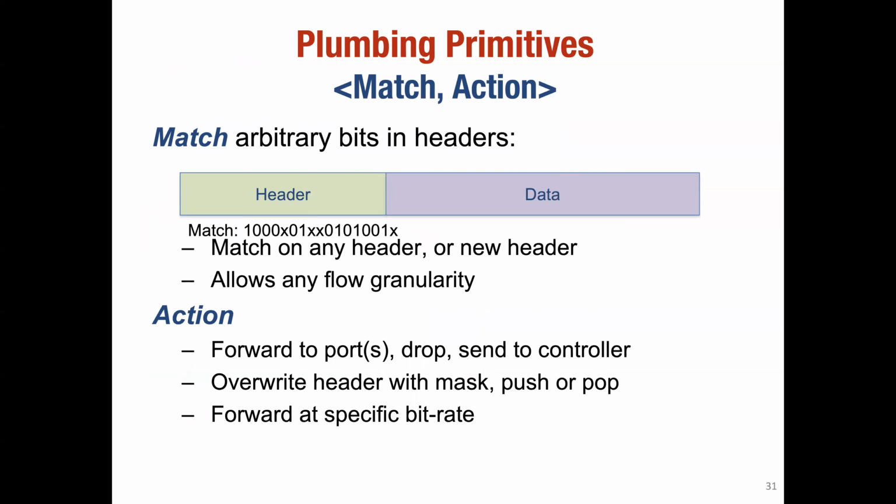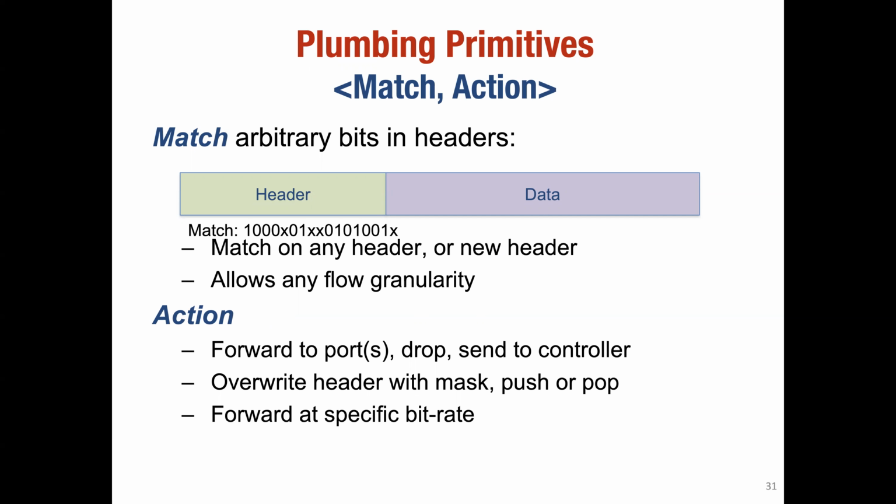One is the match part, which matches on portions of the headers, and then there is the action part, which is operating on the headers in terms of writing the header fields, masking it, pushing it, popping it, or forwarding it to a specific port or a controller, right? So when we say match, those match fields are applied on arbitrary combinations of bits in the headers, and it can match on any header or any new header, and it allows any flow level granularity, right?